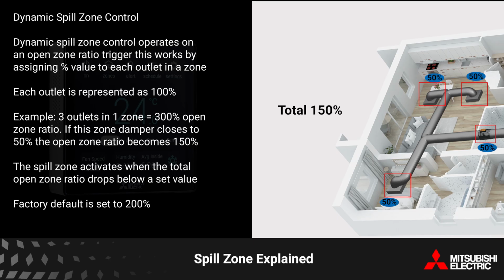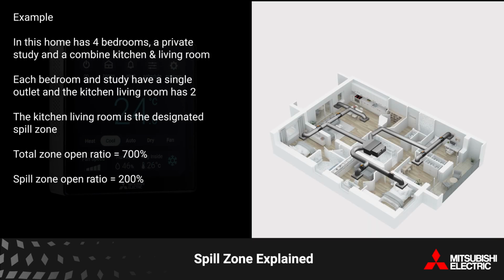The spill zone activates when the total open zone ratio of all active zones drops below a designated value. The factory default is set to 200% open zone ratio. Let's look at an example. In this setup, the house has 6 zones, with the bedrooms and office having a single outlet, and the joint kitchen and living room having 2 outlets, making the total open zone ratio 700%. The kitchen and living room is the designated spill zone with a maximum open ratio of 200%.